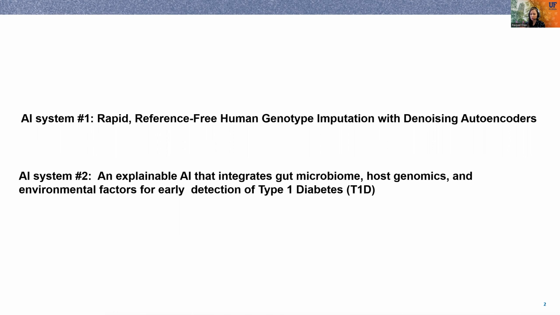So as I said, I'm going to talk a little bit about two of the main projects that we have in the lab. The first one is called rapid reference-free human genome imputation with denoising autoencoders. It sounds a little bit complicated, but I'll do my best to try to simplify it and explain it. The second one is an explainable AI method that integrates gut microbiome data, host genomics, and environmental factors for the early detection of type 1 diabetes.